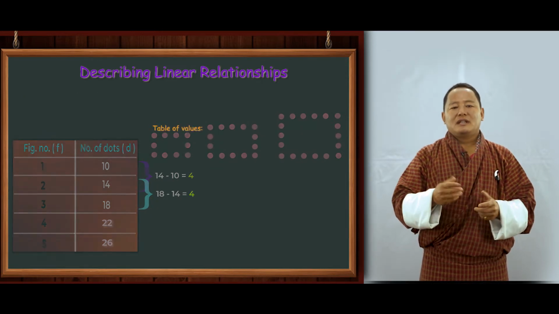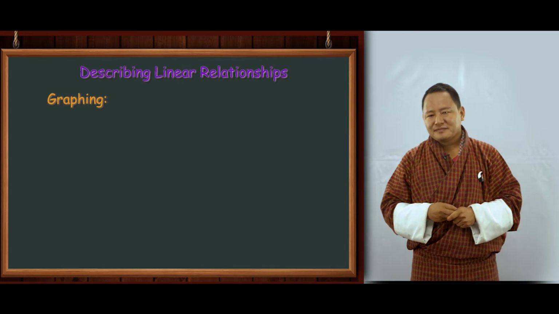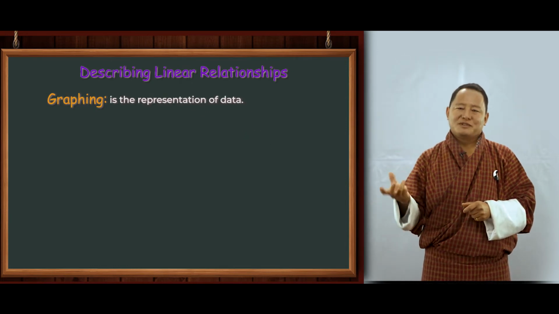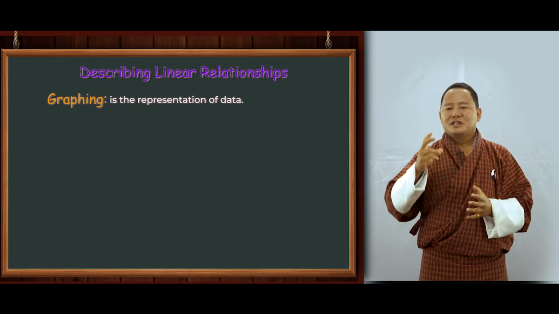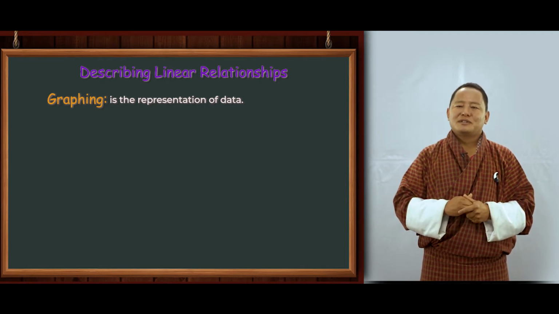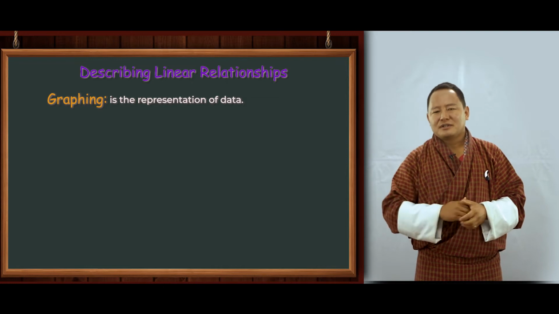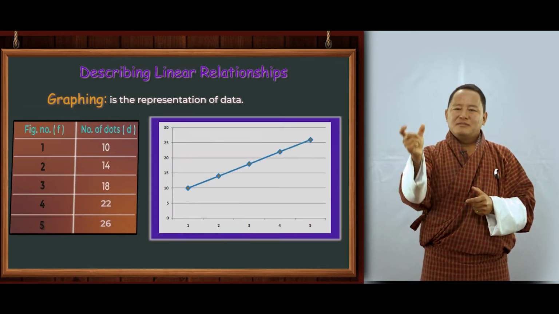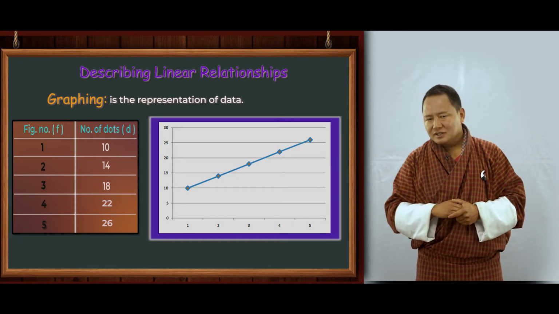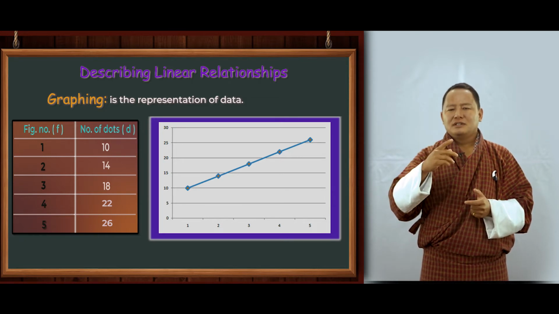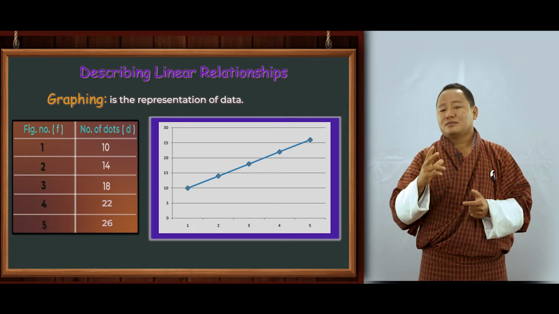Now the second one is the method of graphing. Graphing is the representation of data on graphs. For linear relations, if we plot a graph, the graph will always be a straight line. For example, you can see on the screen the same table of values that we had earlier. I have transferred it here: figure number 1, 10; 2, 14; 3, 18; 4, 22; and 5, 26.